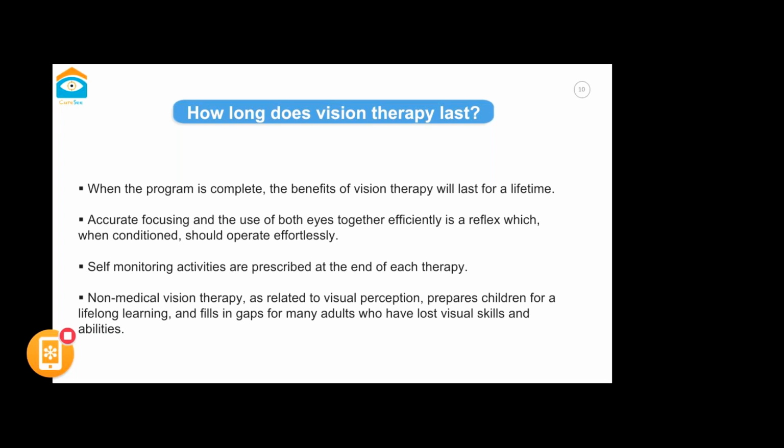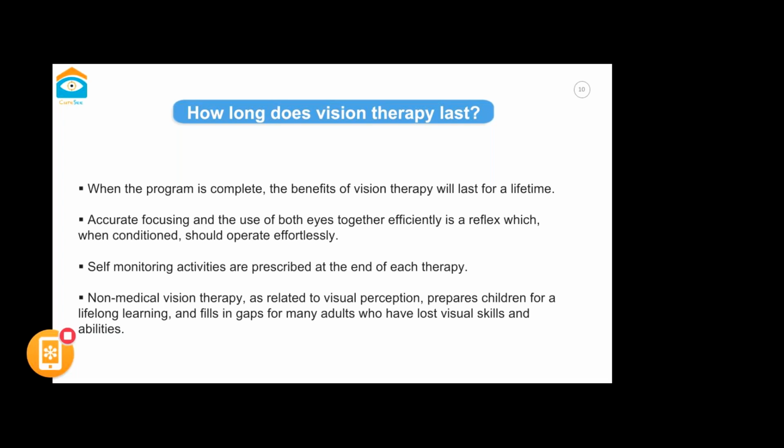Suppose he had some trauma, or something happened to the lens or cornea or any other pathology which may not be treated with vision therapy. Only then the vision would deteriorate, and if not, the benefit of vision therapy will last for a lifetime with the patient. There are no reversal chances.